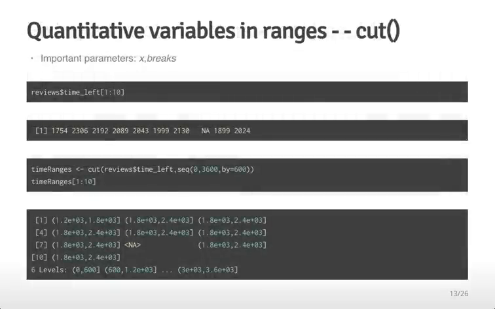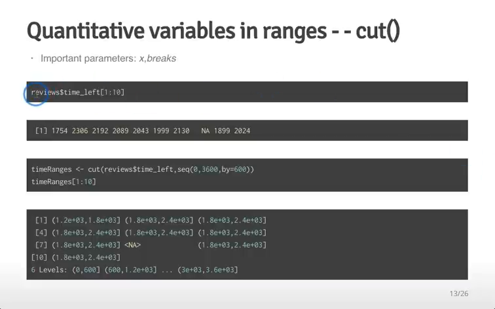So another thing that you might want to do when you're doing data munging is actually take some quantitative variables and turn them into ranges. This is because sometimes you want to be able to look at variables at a glance, or sometimes you don't necessarily believe the precision of the quantitative variables, so you want to look at just ranges of those quantitative variables. And to do that, you can use the cut function.